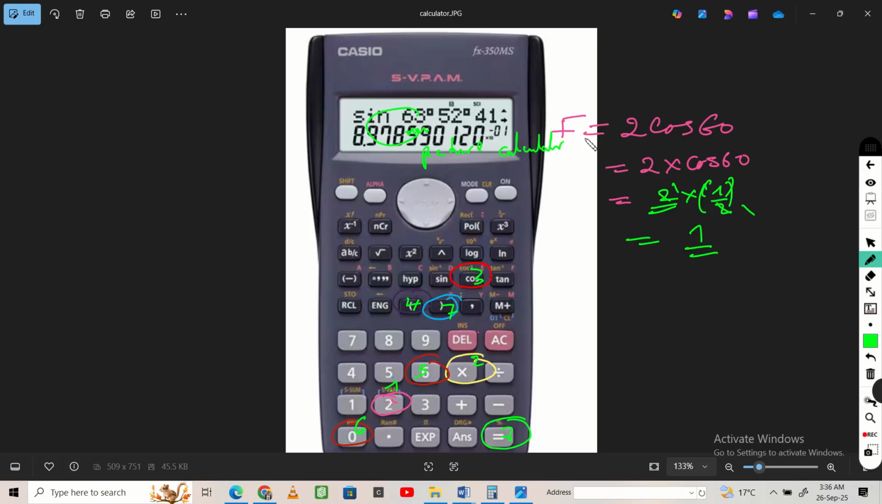Now, the other one I said you should have is sine inverse. So if theta is equal to sine inverse of half, how do you calculate that? How do we go about that?